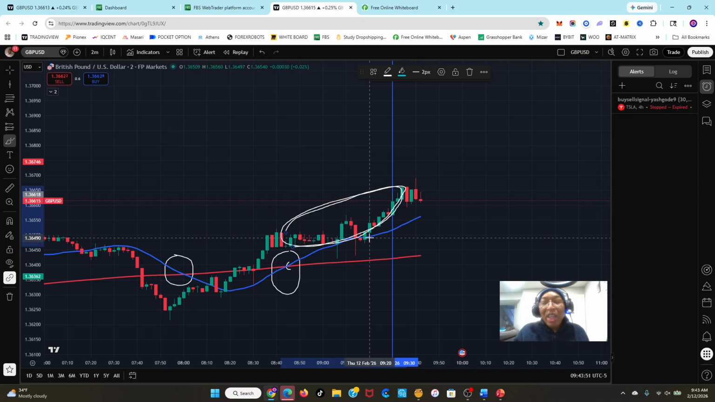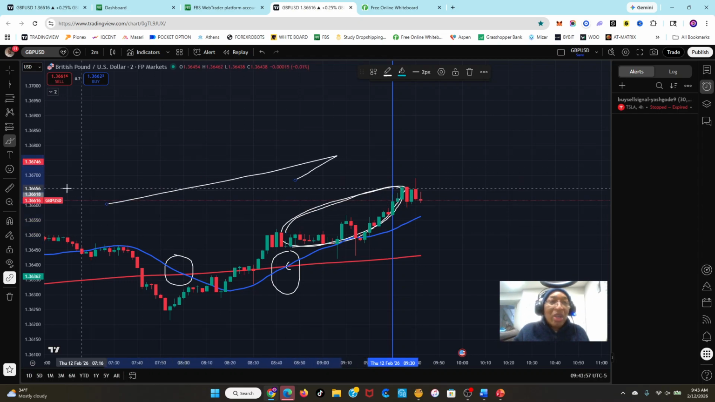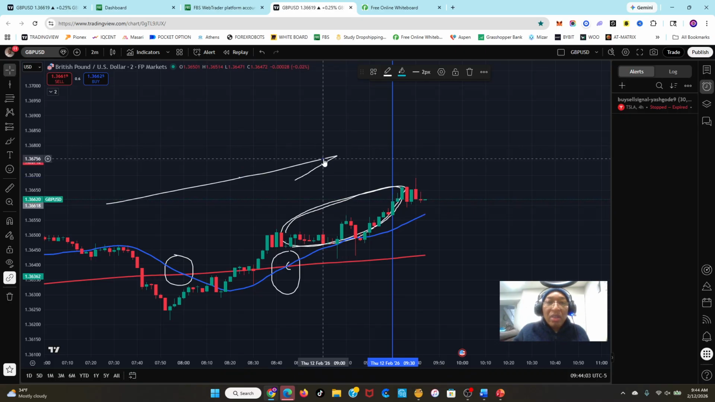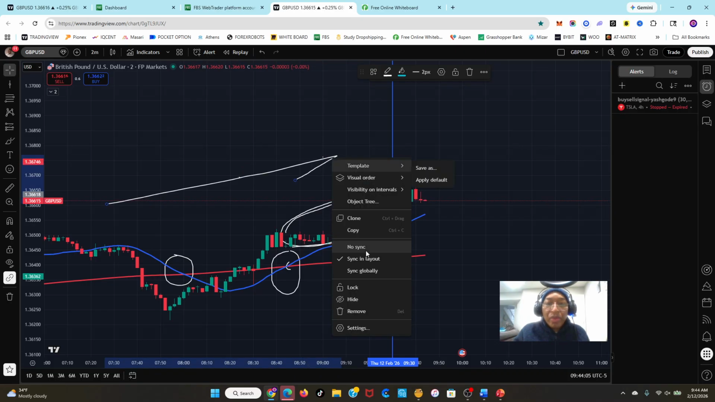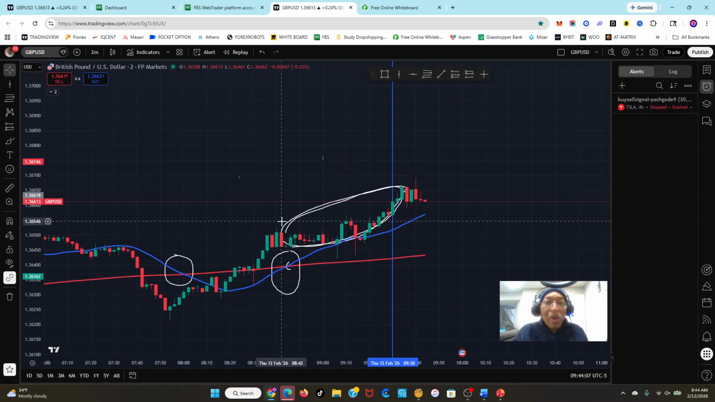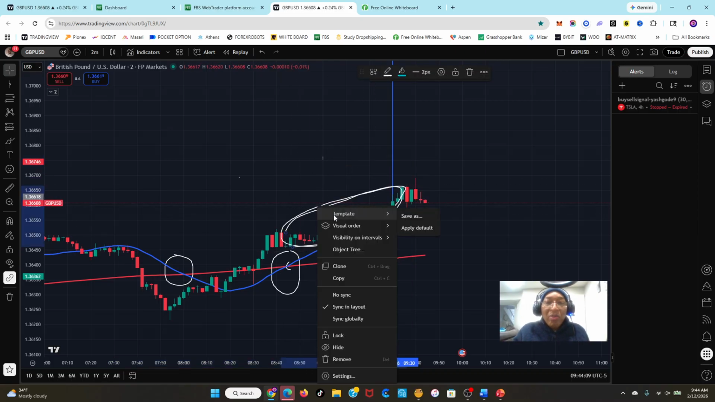However, you can see the 20 has separated from the 200. It's not a very big separation. Sorry, I shouldn't be drawing lines all over the place. I want to delete this line. Remove, okay, there we go.